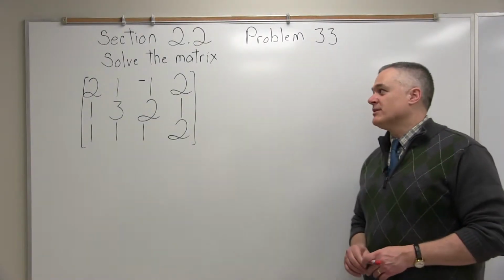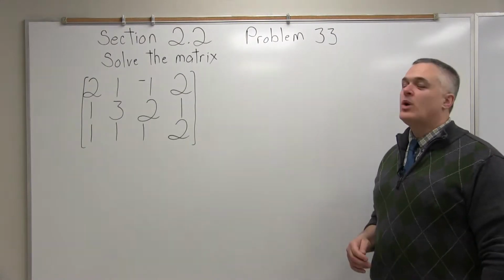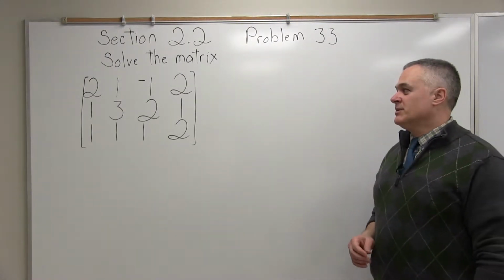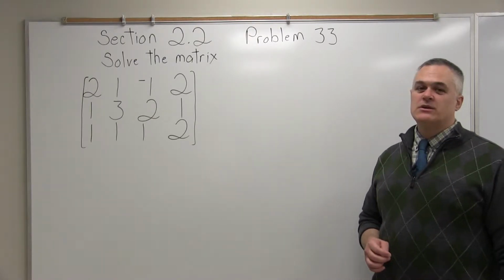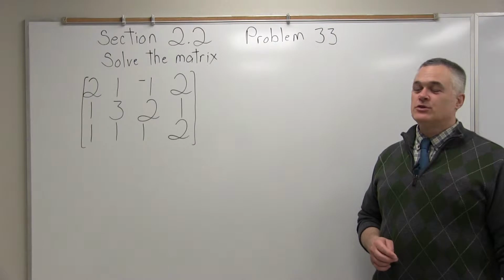It says solve the matrix, and we have a matrix. The top row is 2, 1, negative 1, 2. The middle row is 1, 3, 2, 1, and the bottom row is 1, 1, 1, 2.